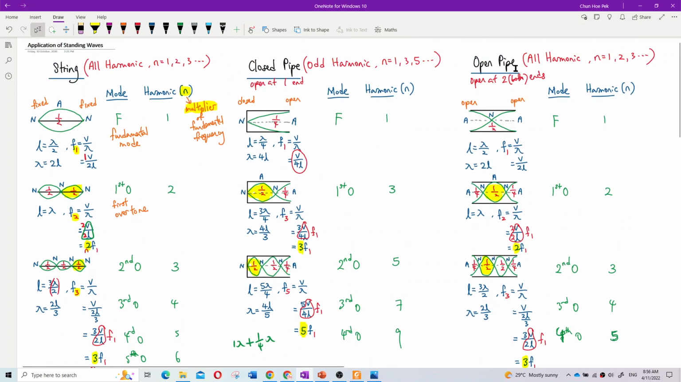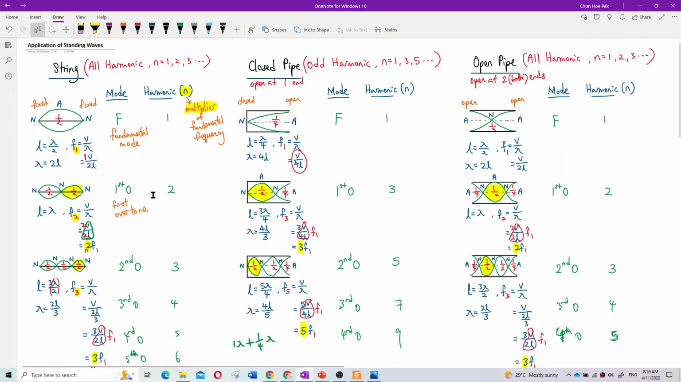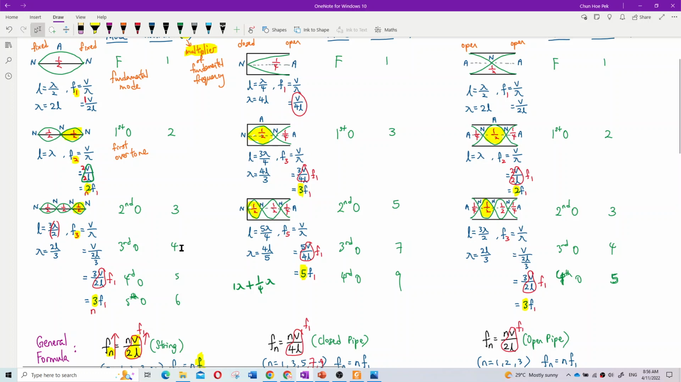So the open pipe is also known as all harmonic. All harmonic, same like string. String is all harmonic. The harmonic numbers are 1, 2, 3. The open pipe is also all harmonic: 1, 2, 3. Fundamental mode is first harmonic. First overtone is second harmonic. Second overtone is third harmonic. This one also third harmonic. This one fourth harmonic. This one also fourth harmonic.